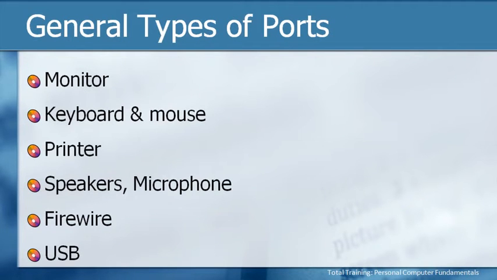There are several types of ports, and this can be very confusing to people, so we want to go over some of the basics. There are actually many more types of ports than this. Some of them, though, are older, and you don't see them very often, so I didn't want to confuse you with things you probably won't see. Some of them are also very specific. What we're covering here are the ports that will be important for you as a new computer user. They include a monitor port, a keyboard and mouse port, a printer port, a port for speakers and microphones, something called firewire, and something called USB.